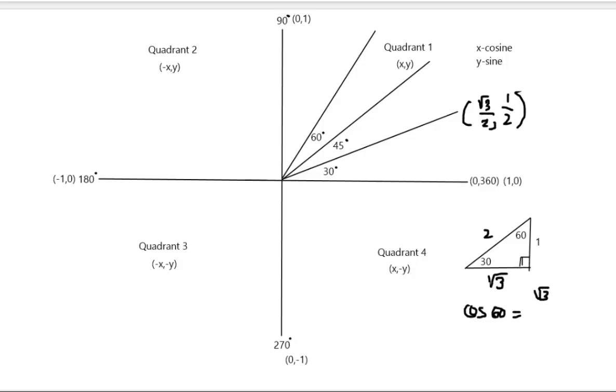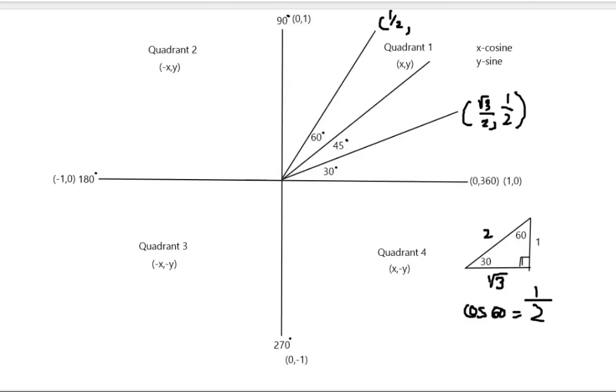So, hanapin natin yung cosine 60. What is cosine 60? The thing that is adjacent over the hypotenuse. So, it's 1 over 2. So, this is 1/2 here. And oops, I deleted. Oh no, okay. Let me delete this.